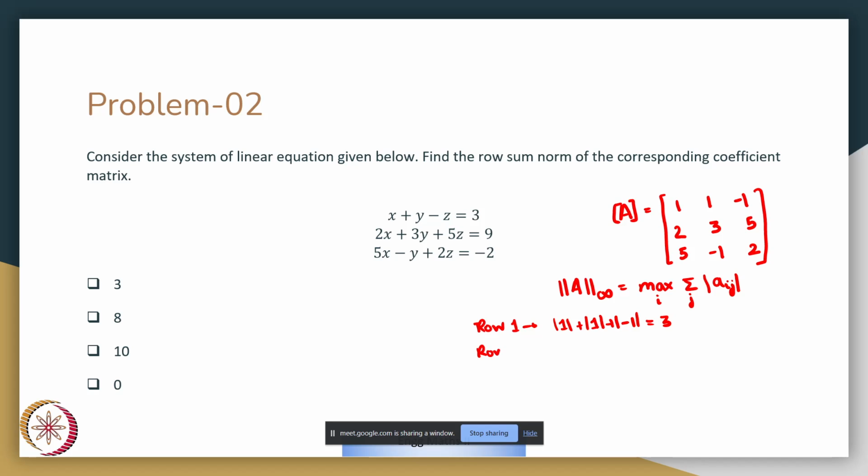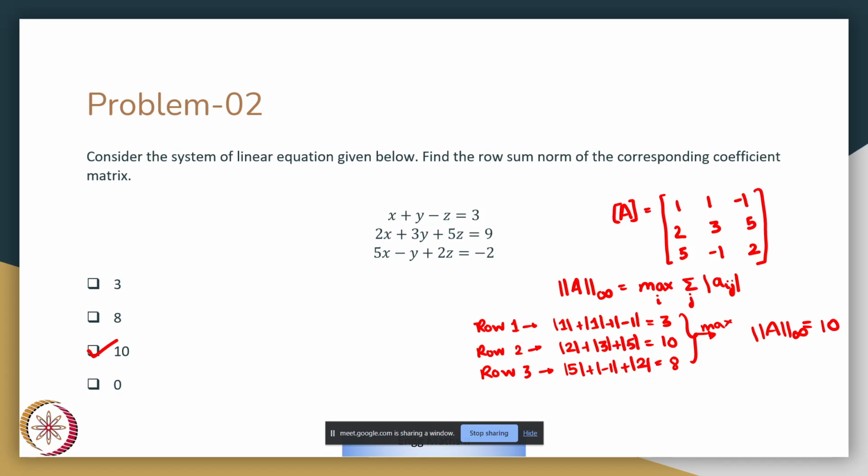If we take the second row, we have absolute value of 2 plus absolute value of 3 plus absolute value of 5, which turns out to be 10. And if we take the third row, we have absolute value of 5 plus absolute value of minus 1 plus absolute value of 2, which turns out to be 8. Now we want to take the max of this. So the row sum norm for coefficient matrix A turns out to be 10, which is option C.